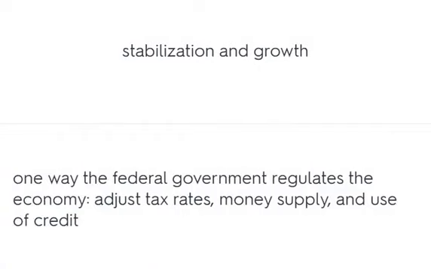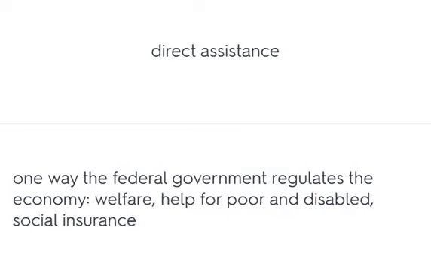Stabilization and growth: one way the federal government regulates the economy, adjusts tax rates, money supply and use of credit. Direct assistance: one way the federal government regulates the economy, welfare, help for poor and disabled, social insurance.